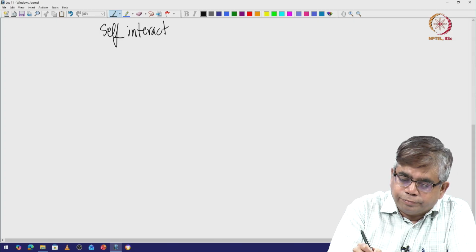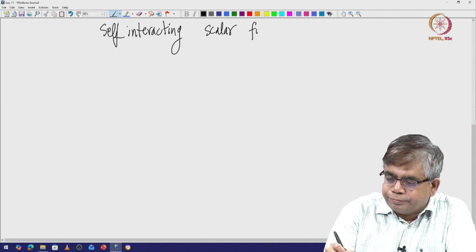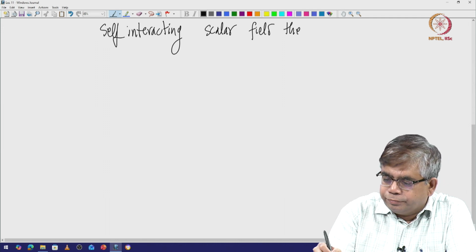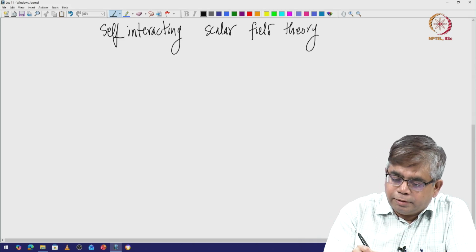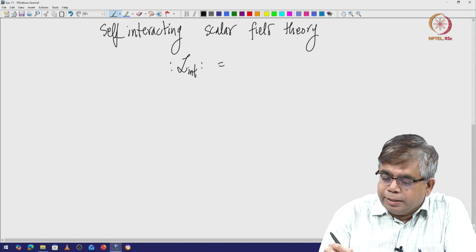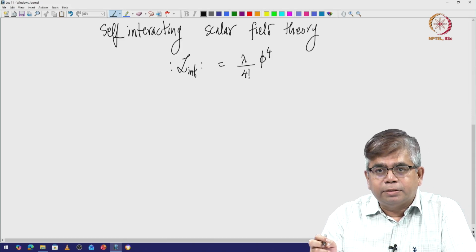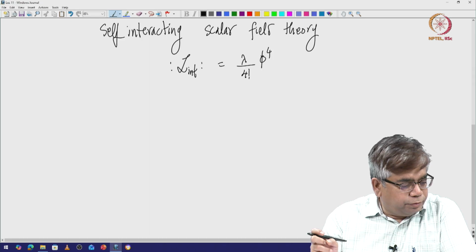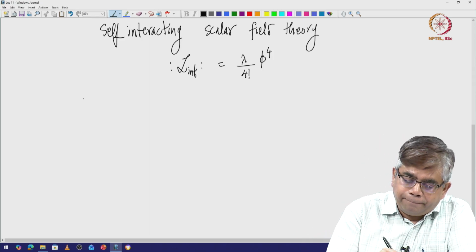essentially the interacting scalar field theory. Okay, so the interaction part of the Lagrangian is, as I already put it, lambda over 4 factorial phi 4 essentially, which we call the phi 4 theory. So, along the way we derived the Dyson formula for this theory.